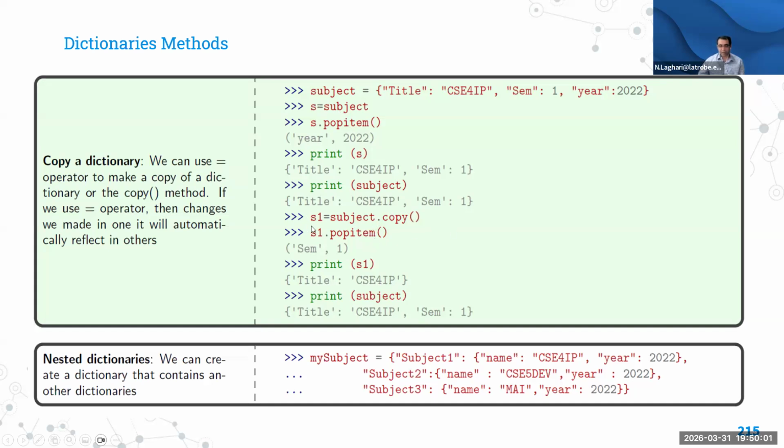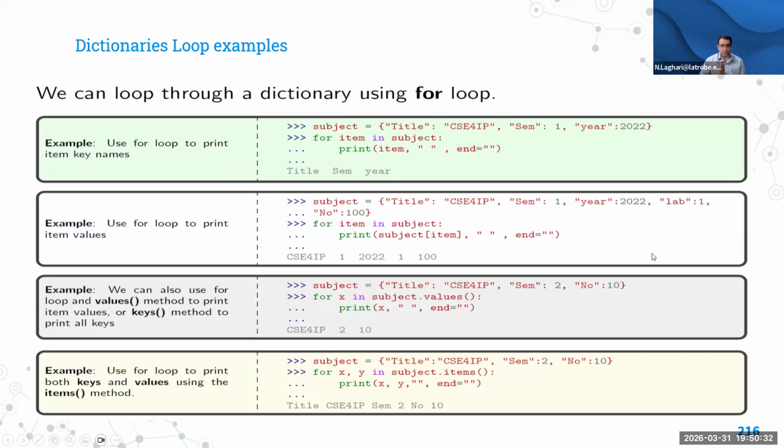Now here we have copied S1 from the subject. Now we pop an item from S1 and we print S1. It is just title, the title has been popped, and now we print the subject, but the subject is still having the 4 values or 2 items in it. Okay. We can have nested dictionaries. We have created nested dictionaries in our assessment 2 task 1. Okay. We can loop through dictionaries using a for loop, which we have seen already.